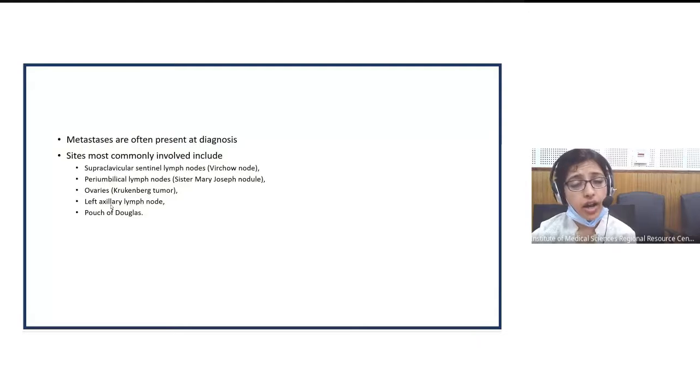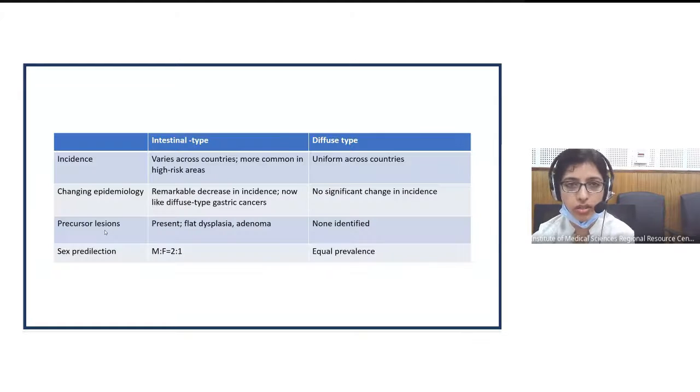Metastases are often present at the time of diagnosis. As I just told you, these cancers often present at advanced stages, so the patient has already developed metastasis. The common sites of metastasis include supraclavicular lymph nodes and periumbilical lymph nodes. It can also metastasize to the ovaries, where it is called Krukenberg tumor, especially in the diffuse type of gastric cancers. Then the left axillary lymph node is also a common site of metastasis, and also the pouch of Douglas.